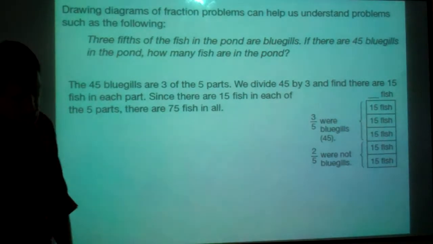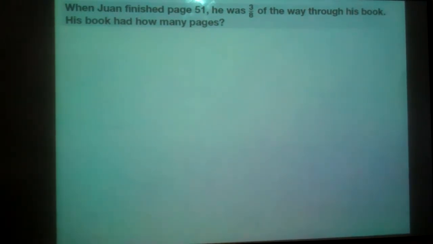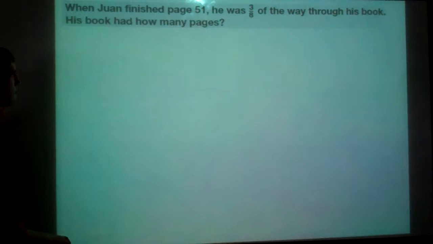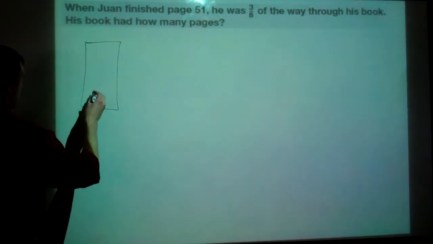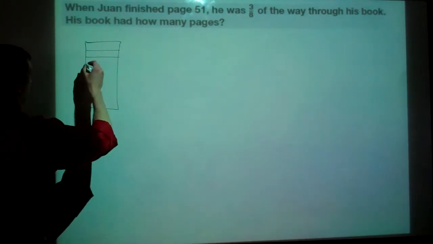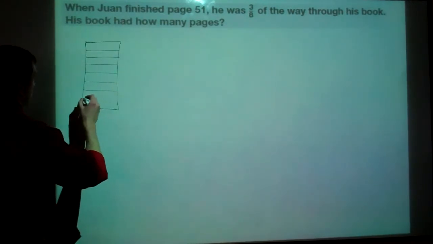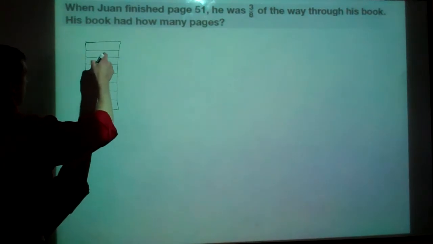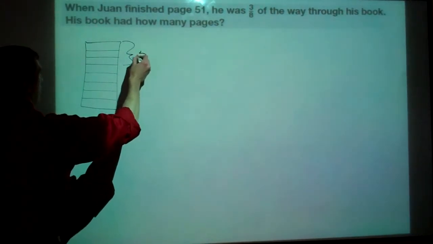Alright, so let's take a look at 2 more examples here. When Juan finished page 51, he was 3/8 of the way through his book. His book had how many pages? So at 3/8 of the way done, he was on page 51. I'll use the diagram method here. We are in eighths, so we want 8 boxes. 1, 2, 3, 4, 5, 6, 7, 8. And we know that 3 of the 8 are 51 pages.